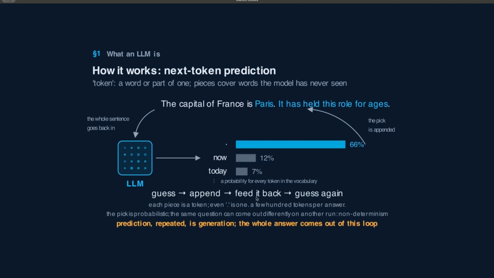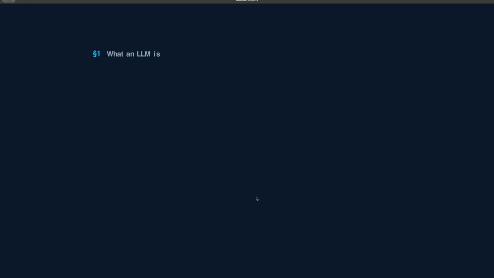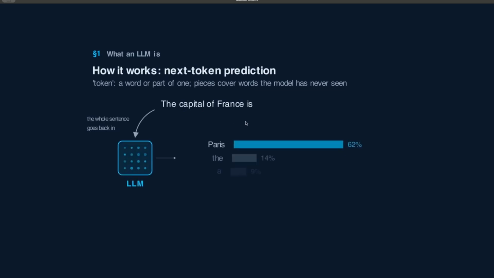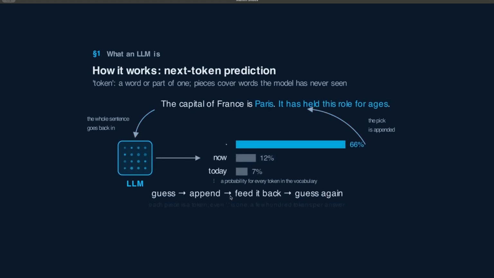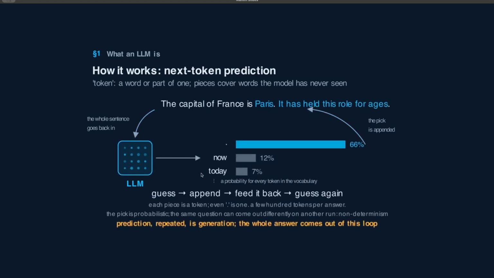So I'm going to quickly rerun this animation so you can see this. The capital of France is Paris. Paris is the most likely token. Then it's a period. And as we can see, it goes through essentially predicting the next word over and over again in a loop. That's how an LLM generates text.